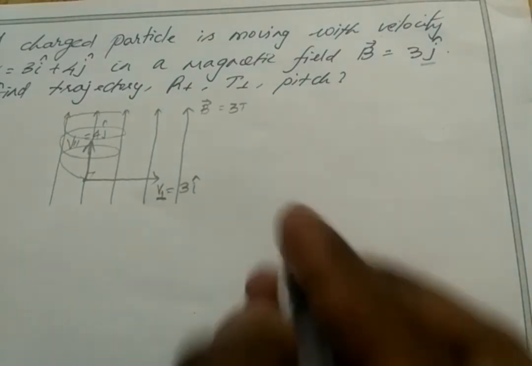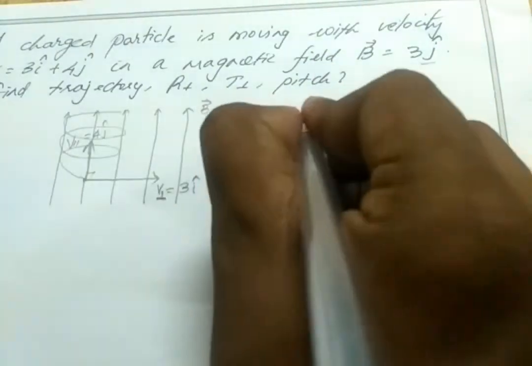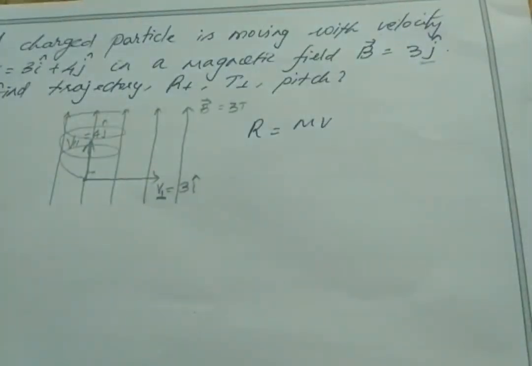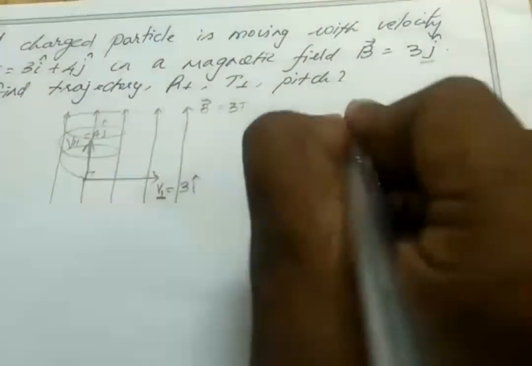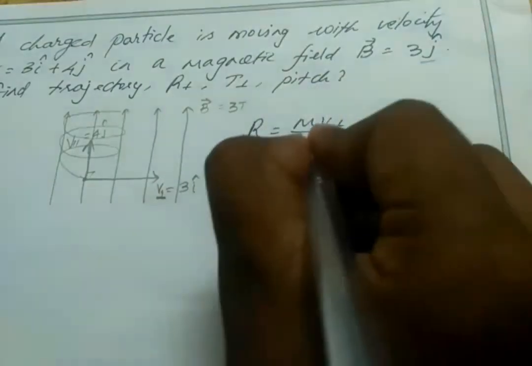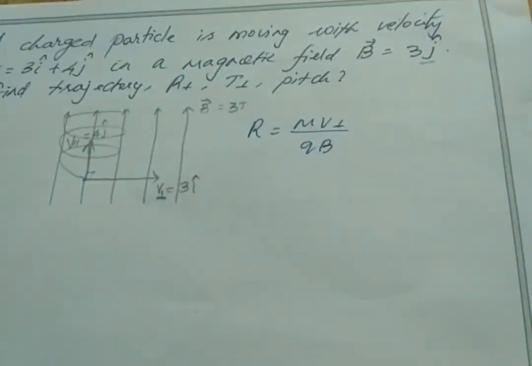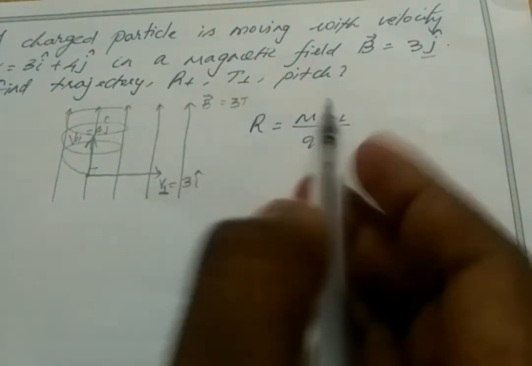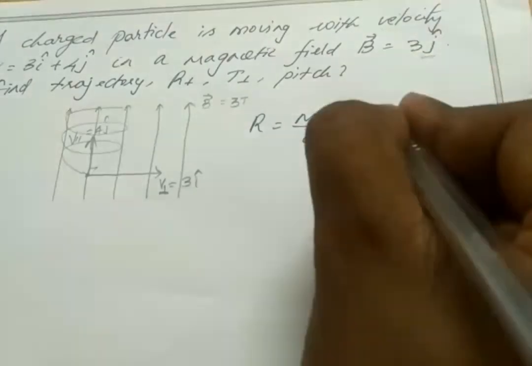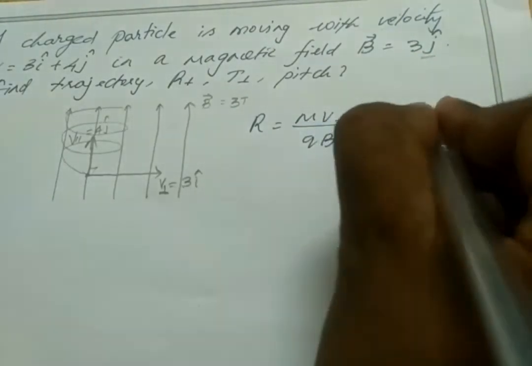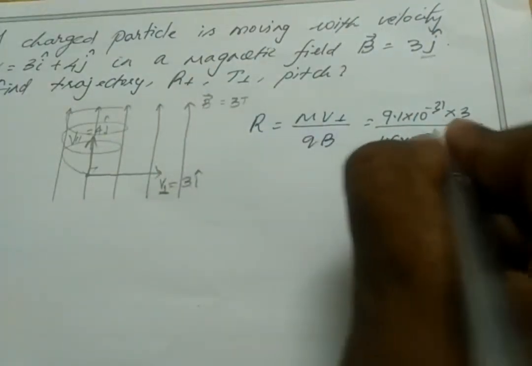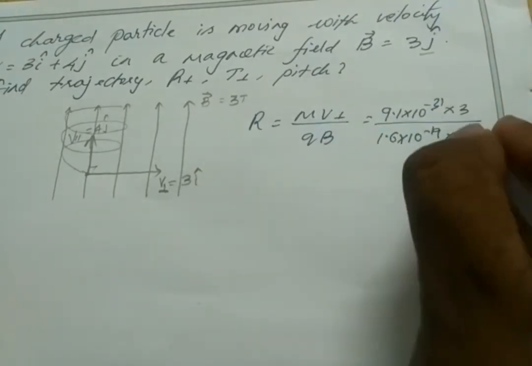Sorry, here we have to find the R value. R equals mv perpendicular component divided by qB. So take m as 9.1 × 10^-31 kilogram and q as 1.6 × 10^-19. The magnetic field is given as 3 Tesla. What is our perpendicular component? The perpendicular component is 3. So R equals 3 divided by 1.6 × 10^-19 times the B value, 3 Tesla.